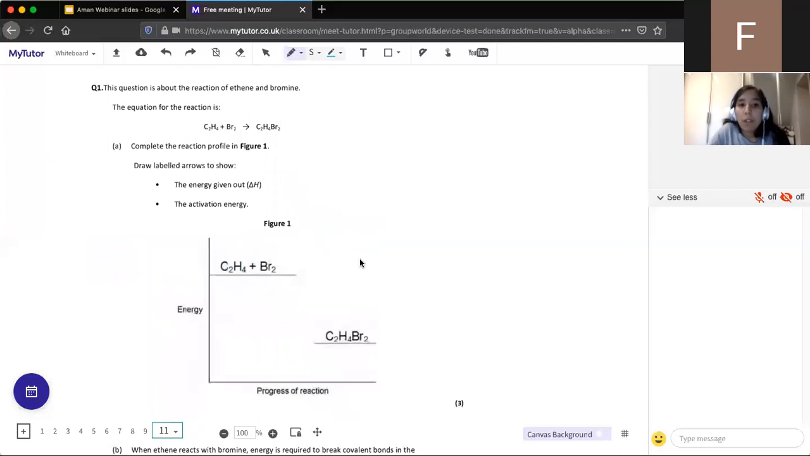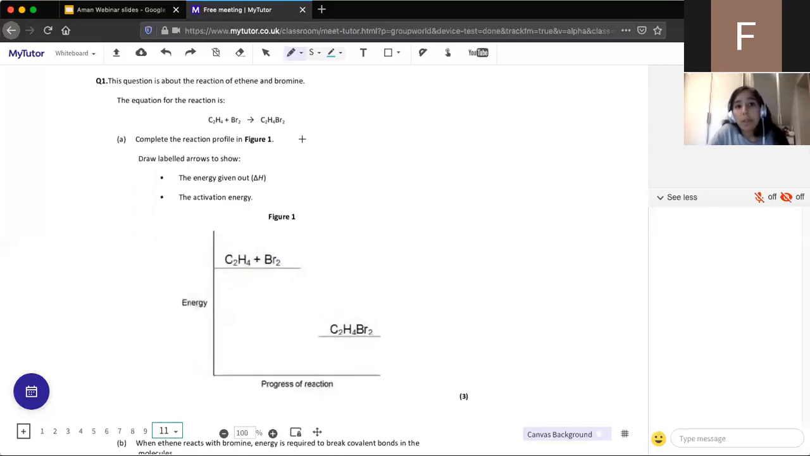So this is our first question. It's about the reaction of ethene and bromine. Someone's asking, what level is this? So as I said, this is not higher or foundation tier, it's kind of in between. This would be about a grade 5 or 6 topic.